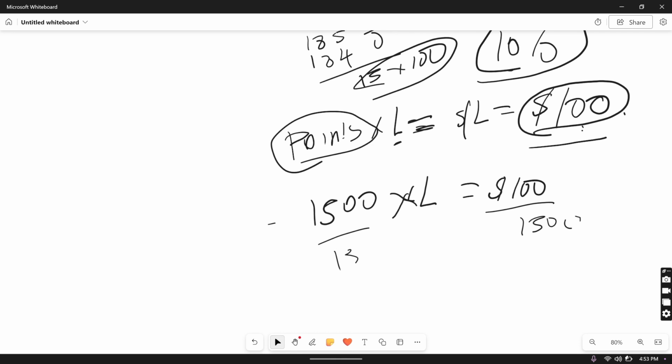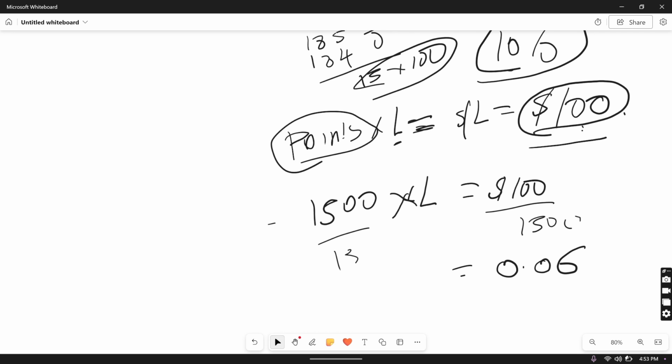Let me just do this on my phone. What is 100 divided by 1500? So the maximum lot size you can use here is 0.06. You can even put 0.07, although we don't have that one.